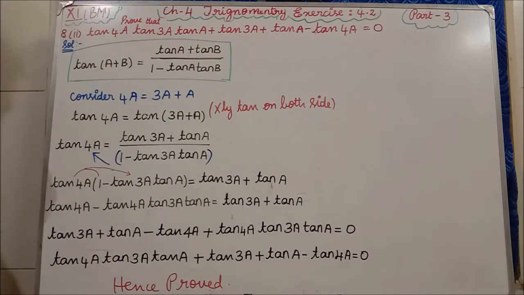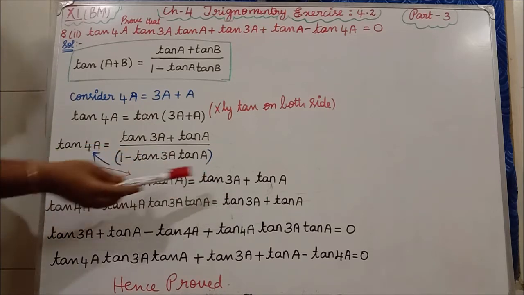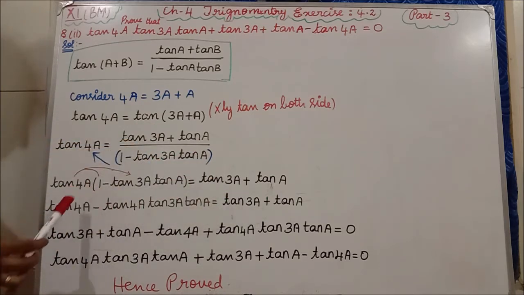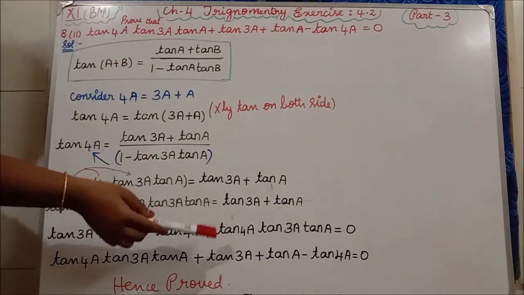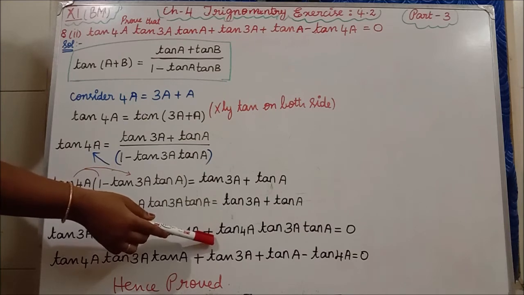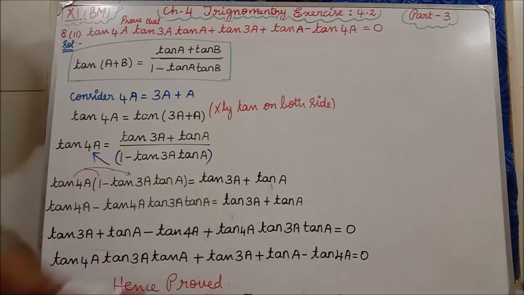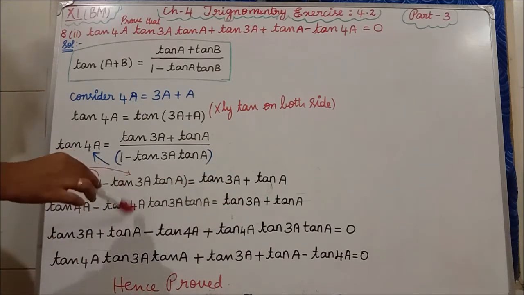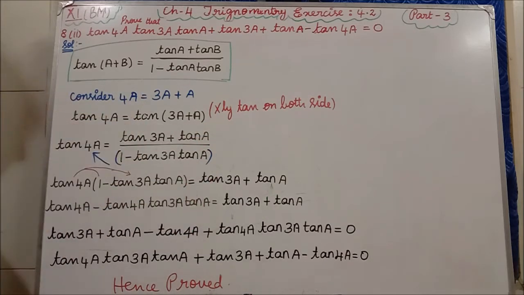So in RHS, what is the first value we are having? Tan 3a plus tan a. I am taking this to that side, which means what will it become? Minus tan 4a. If it goes to that side, it becomes plus tan 4a into tan 3a into tan a equal to 0, because all the parts went to that side, so it is equal to 0.